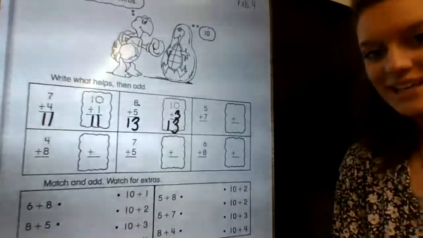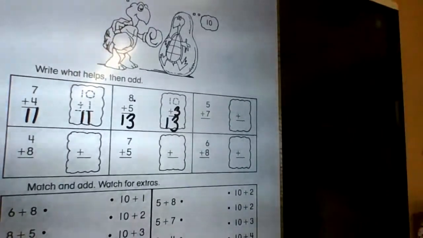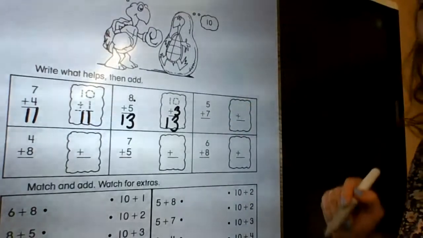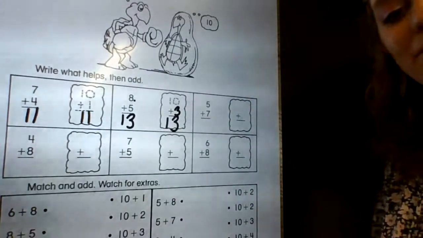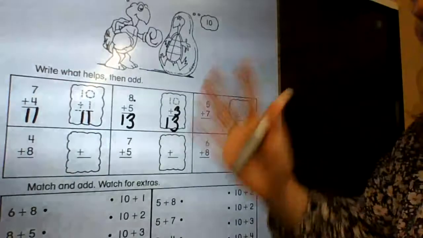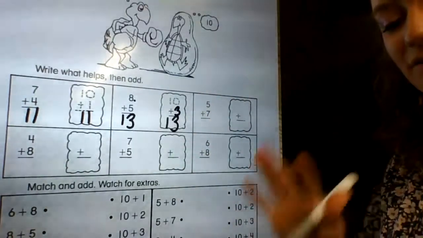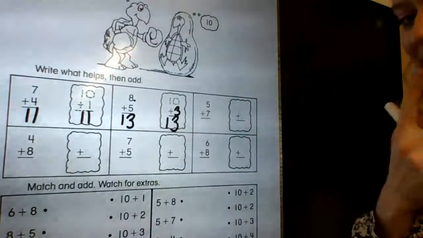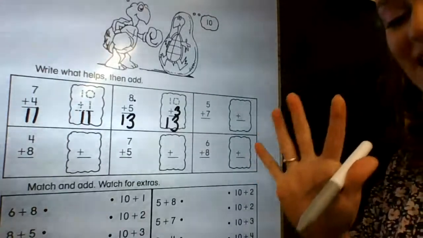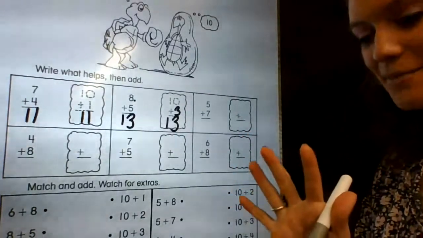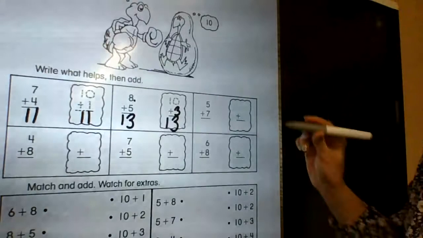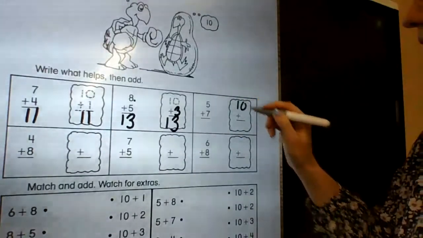Alrighty, let's look towards the next one. Now we have 5 plus 7. How many does it take from 5 to get to 10? 5 more, that's a double, and that's my favorite double. 5 plus 5 equals 10. So we would have 10 up here, right?